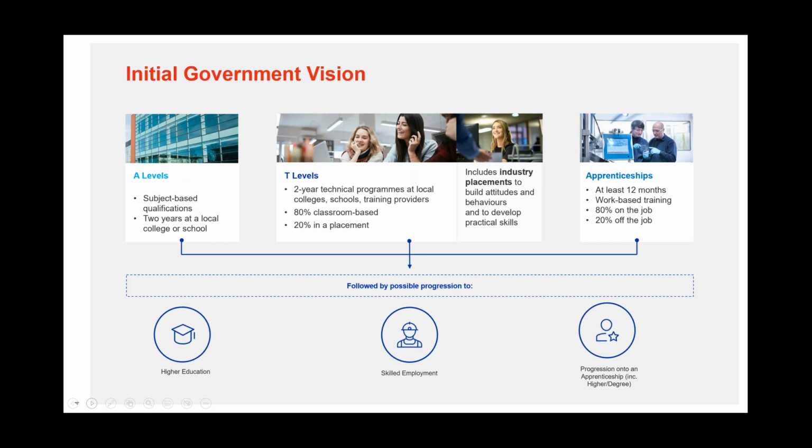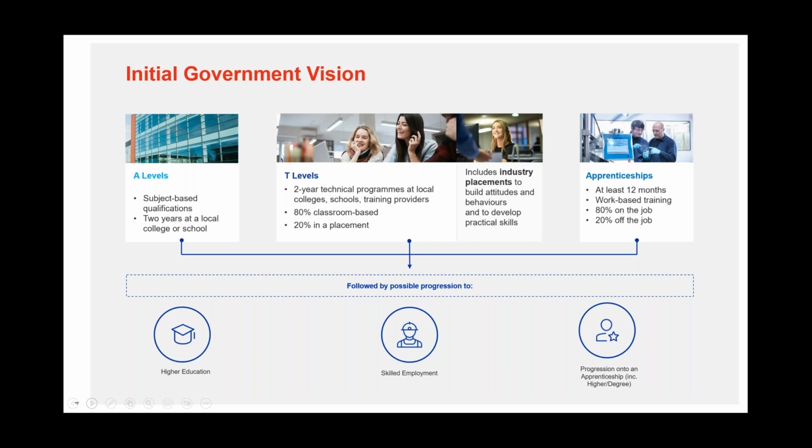Now, the level 3 provision is being revamped at the moment by the government. The proposal is to have 3 routes at level 3: A-levels, T-levels, and apprenticeships. A-levels are the subject-based qualifications where a learner spends 2 years at a sixth form college or in the sixth form in school. The apprenticeship is on-the-job work-based training, more or less 80% on the job and 20% perhaps at an education provider. And an apprenticeship is typically 12 or 24 months in length.